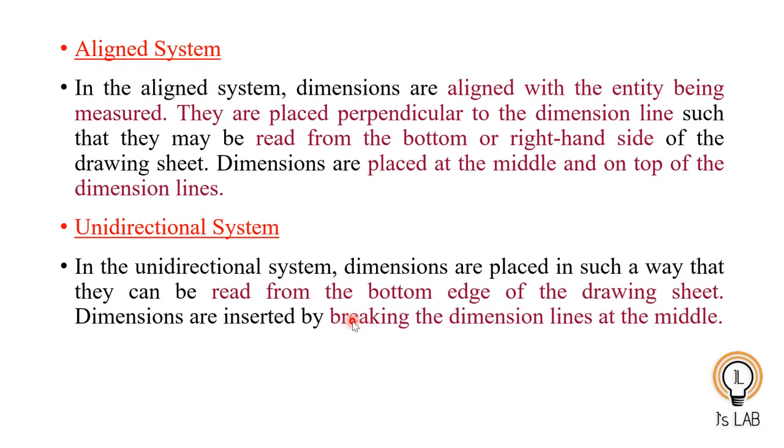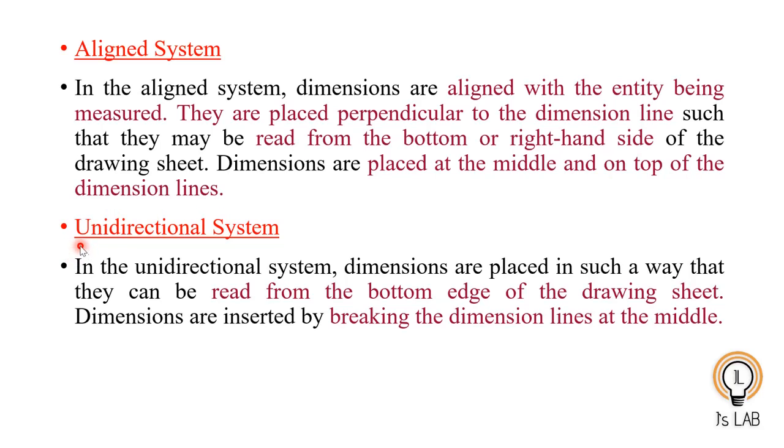Now we have another two types of systems of dimensioning. First one is the aligned system. In the aligned system, the dimensions are aligned with the entity being measured. They are placed perpendicular to the dimension line such that they may be read from the bottom or right hand side of the drawing sheet. The dimensions are placed at the middle and on the top of the dimension line.